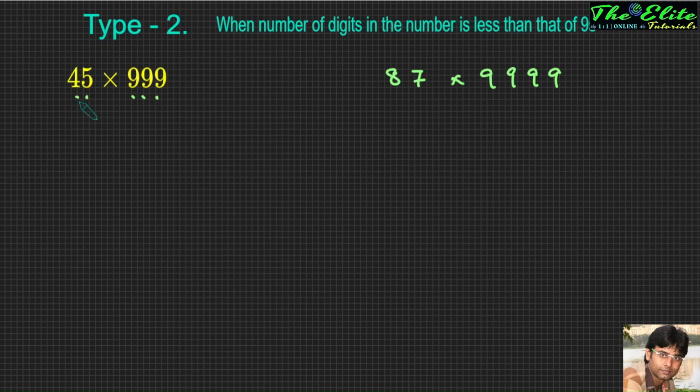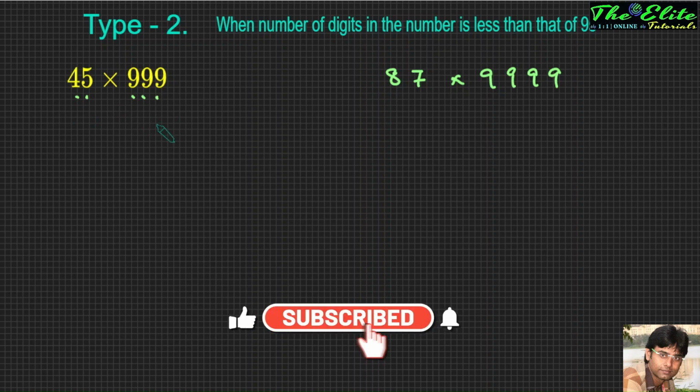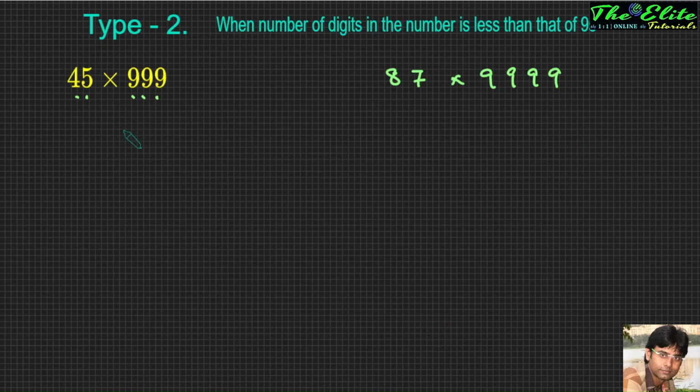Okay, now let's do this first. In this scenario, because we knew one rule about the type number 1 question, that if the number of digits multiplied by 9s are the same as the number of 9s, it was very easy. So can we do one thing here? 45 can be written as 045. We can do that. And now we can see that it is going to be the same as type number 1, 3 digits here and 3 nines here. So as we knew in the rule of type 1, we will use that same rule here: subtract 1 from this number. So you will get 44.